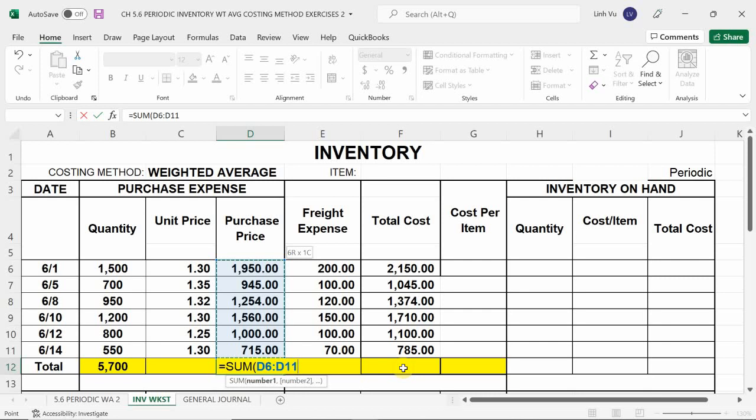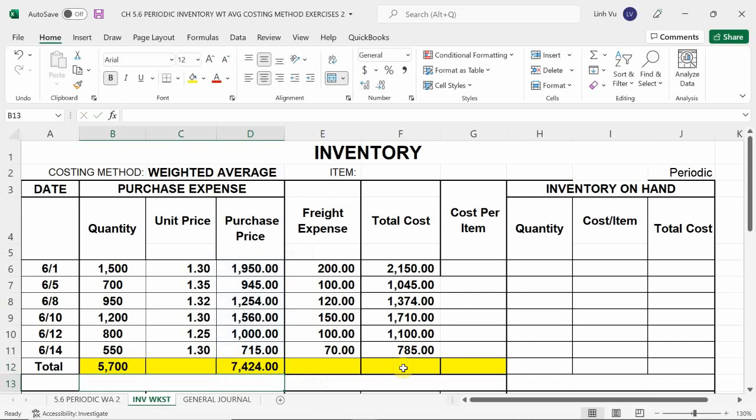$5,003, 2, 4. No, I was even off. It was 7,000. Okay, 7,424. Okay. What's my total freight? $740. 740. Nope, good. Giving you a grand total, right?